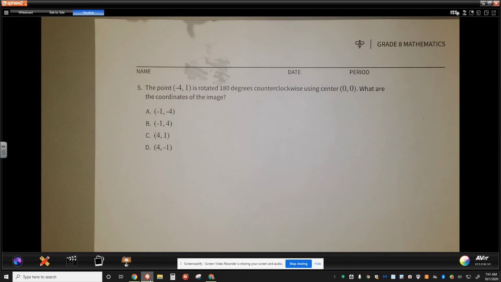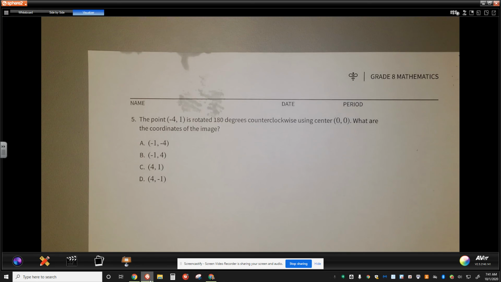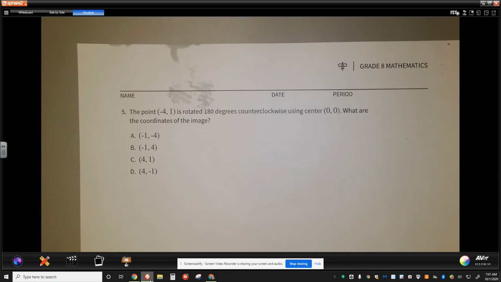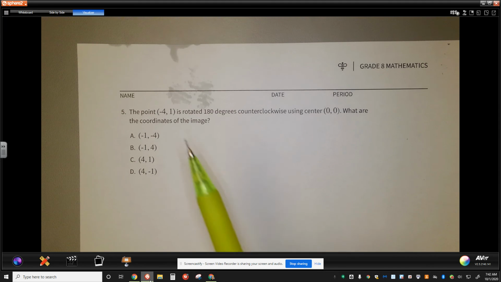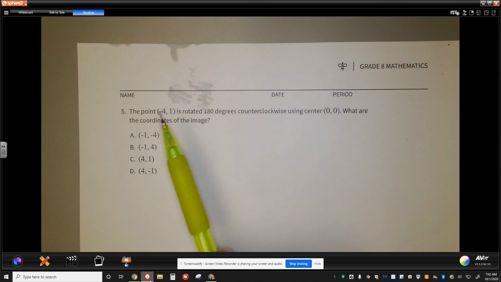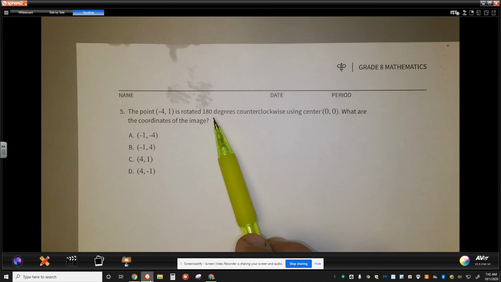The final question is question number 5. It says the point (-4, 1) is rotated 180 degrees clockwise using center (0, 0). What are the coordinates of the image? For this one, I want you to go ahead and find a piece of graph paper or go on to the Graph Masters document that I shared with you on Google Classroom and make a coordinate plane, graphing the ordered pair (-4, 1), and then perform a rotation of 180 degrees counterclockwise.